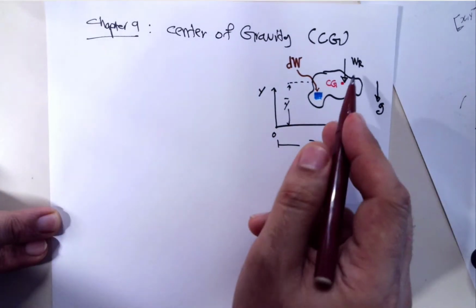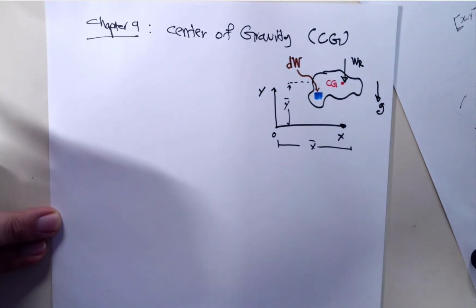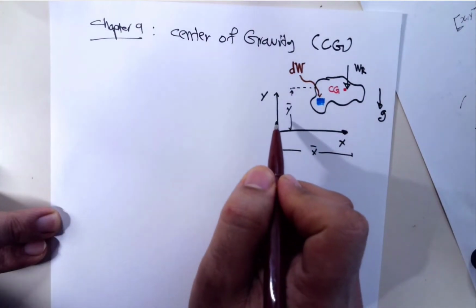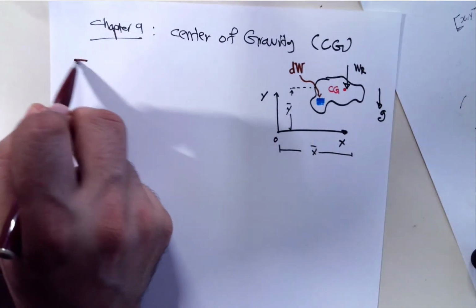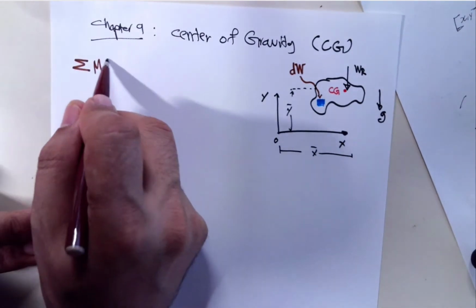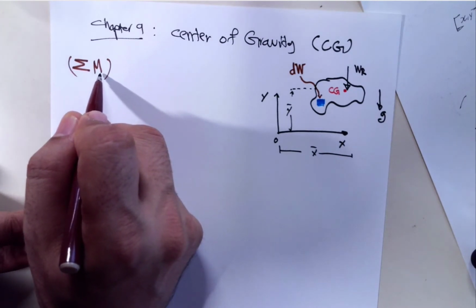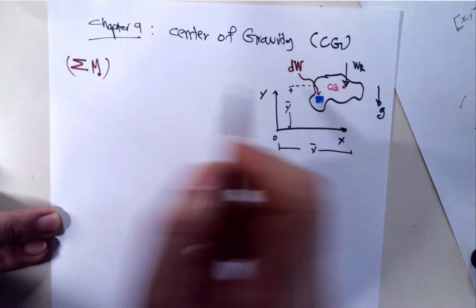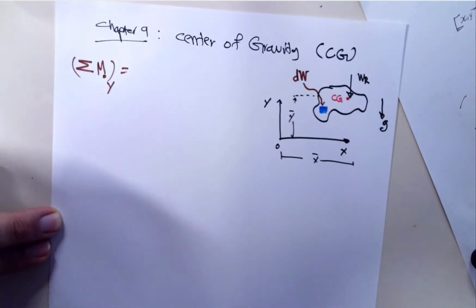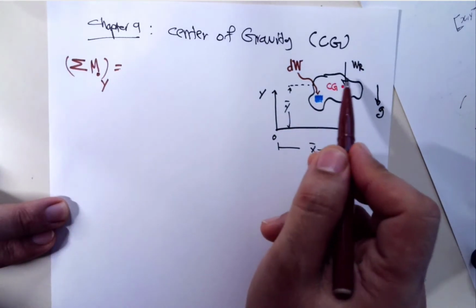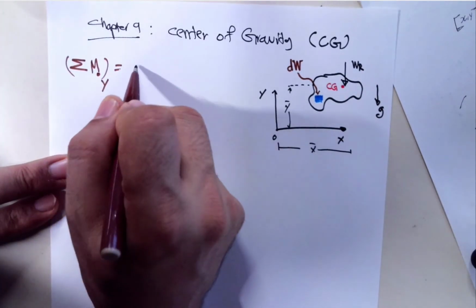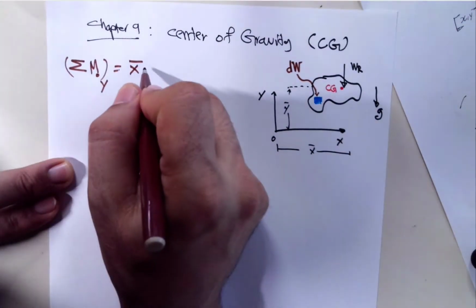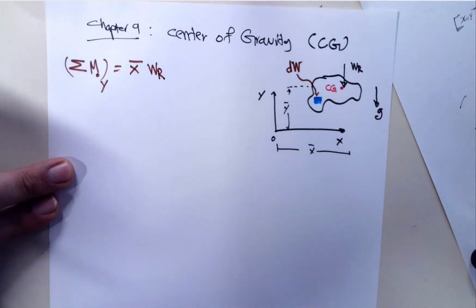So the moment of WR about O has two portions: the summation of the moment about x, and the summation of the moment about y. Now, if I sum the moment about O, looking at the moment about y, you remember that if I'm looking at the resultant, it's going to be equal to the location x bar of that CG, which I don't know yet, multiplied by the total weight WR.